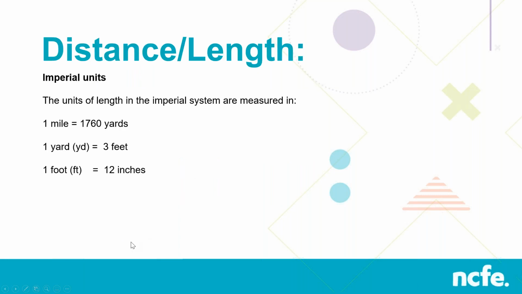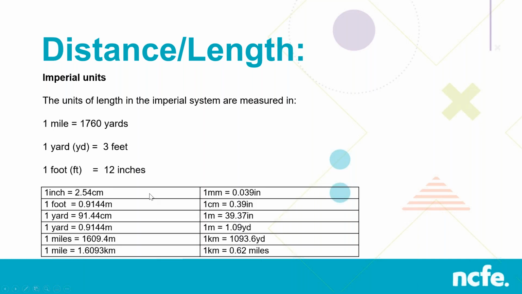So we're going to look at imperial conversions. The units of length in the imperial system are measured in miles, yards, and feet. So 1 mile equals 1,760 yards, 1 yard equals 3 feet, 1 foot equals 12 inches. So we've got some useful conversion facts here.